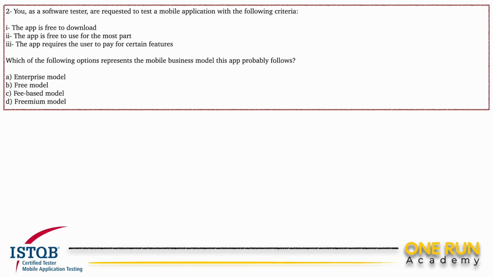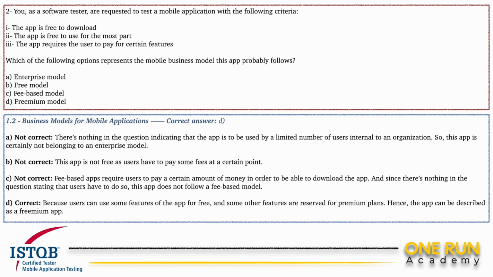First, the app is free to download. Thus, we can exclude option C, which claims that this is a fee-based app. Second, the app is free to use for some parts but requires paying a fee for some features. This sounds very much like a freemium model. So, I can safely assume that option D is probably the correct answer to this question.